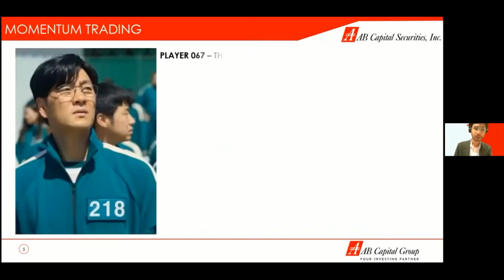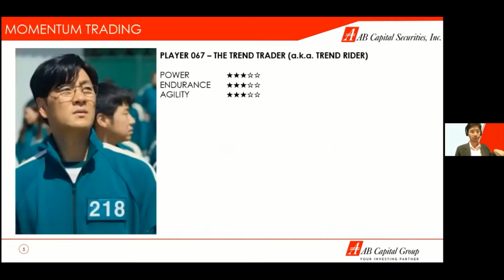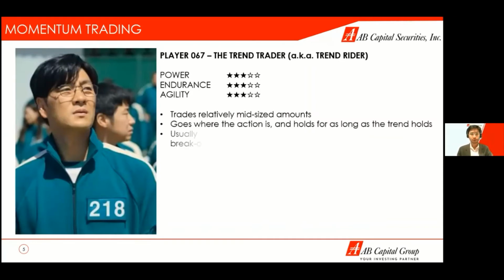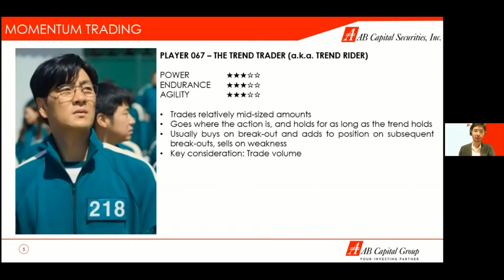And then now we move to the next kind of trader. We have the trend trader, or the trend rider. So this guy has fairly average stats across the board. They trade relatively mid-sized amounts. They go where the price action is and hold for as long as the trend holds. So that's why the endurance is a bit longer than the range trader, and the agility is also lower because they usually don't exit so quickly.